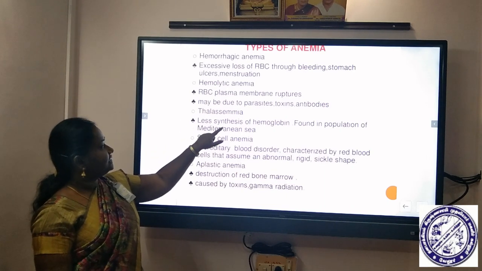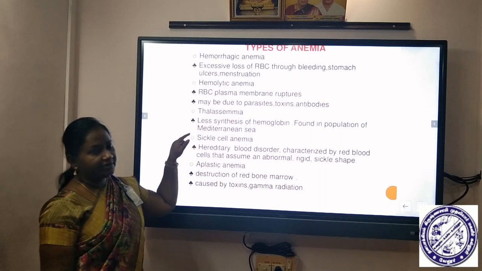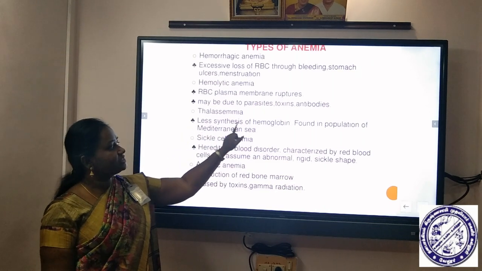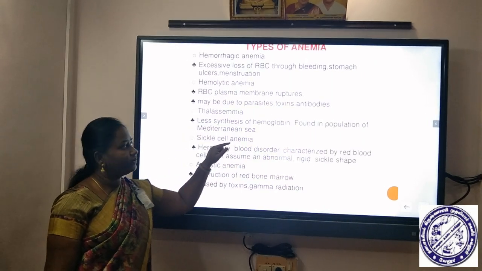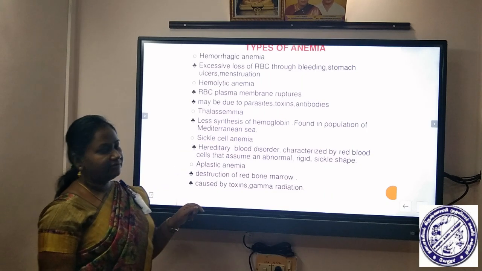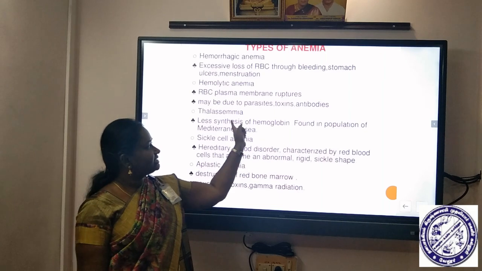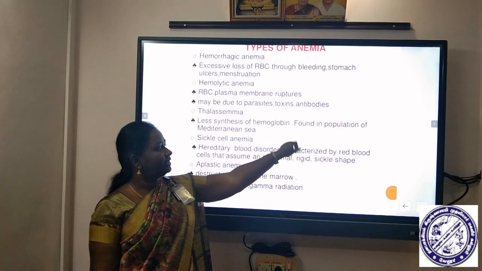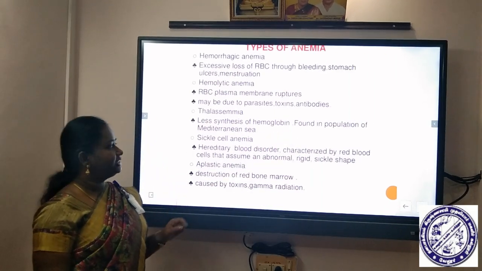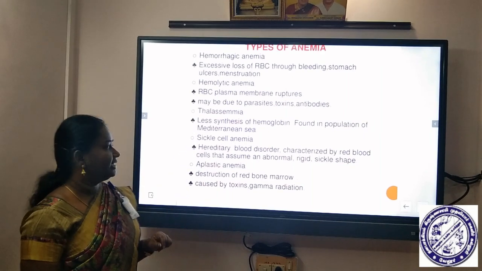Next, thalassemia. Thalassemia is one type of anemia. This is the less synthesis of hemoglobin. If hemoglobin is synthesized in our body in a low amount, it leads to thalassemia. This thalassemia is found only in particular populations, especially around the Mediterranean Sea.